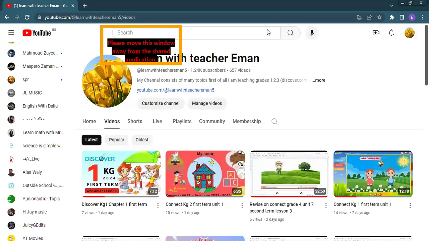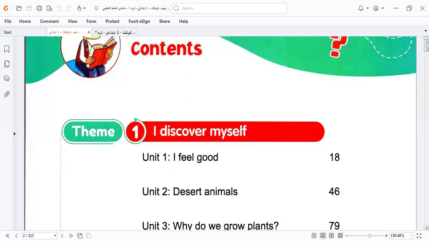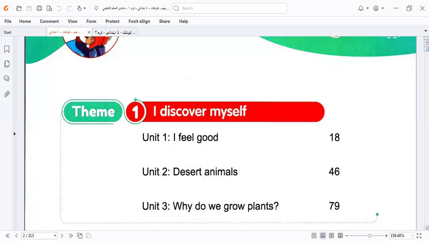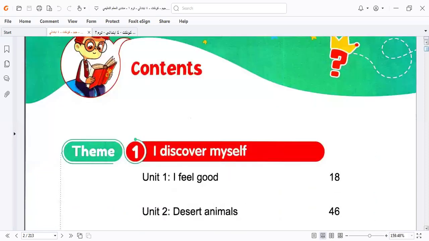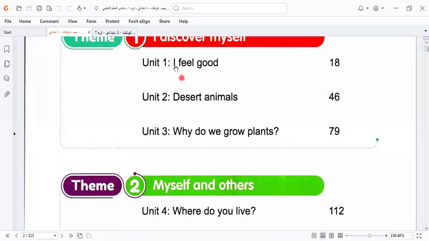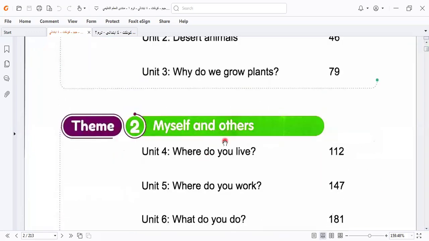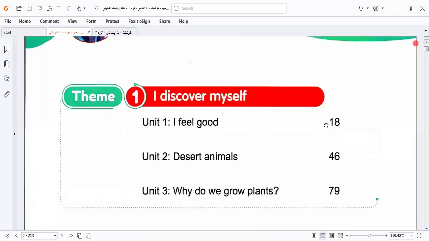Okay. Today I will start the first unit in Connect grade 4, but I would like to introduce you to our syllabus content this year. This year we have two themes in the book Connect. The first theme is about discovering myself, and the other one is myself and others. These are the two themes that this book contains.